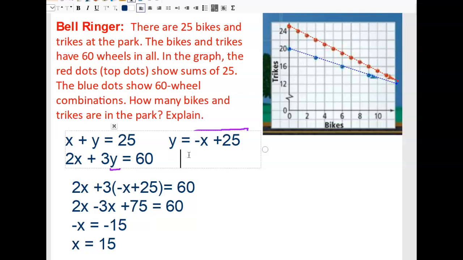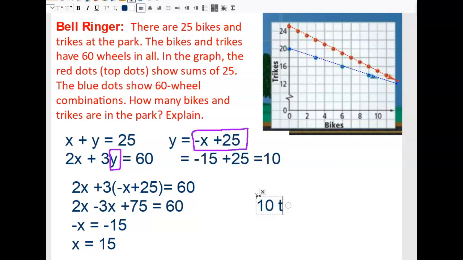Go ahead, Ryan. Careful, it's negative 15. Yeah, so 10. So I have 10 trikes and 15 bikes in the park.